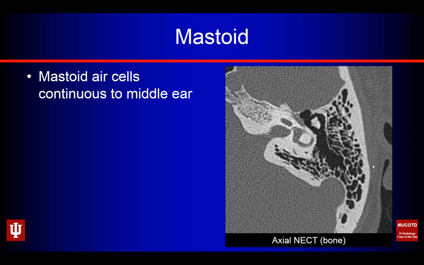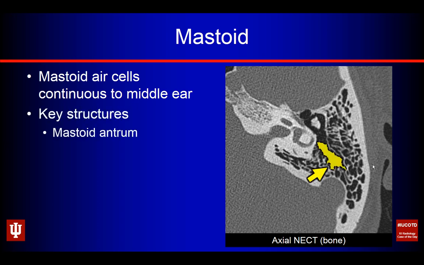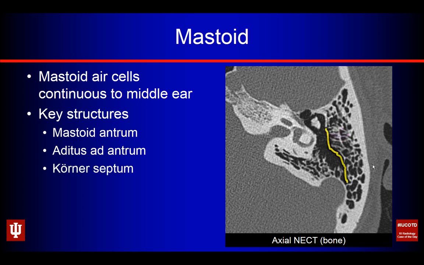Okay, so moving on to the mastoid, we've mentioned the mastoid a little bit. These mastoid air cells are continuous with the middle ear itself through the mastoid cave and the entrance to the cave. So here's our mastoid antrum, our mastoid cave, and we have our aditus ad antrum, which is the neck by which it connects to the epitympanum. And again, we've got our Koerner septum that sits out laterally, an important surgical structure, and also important for potentially limiting the spread of infection from the middle ear to the mastoid and vice versa.